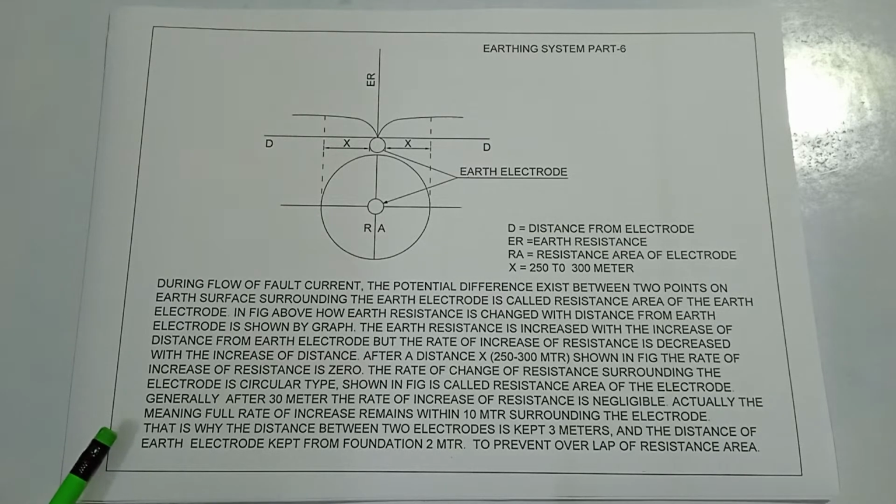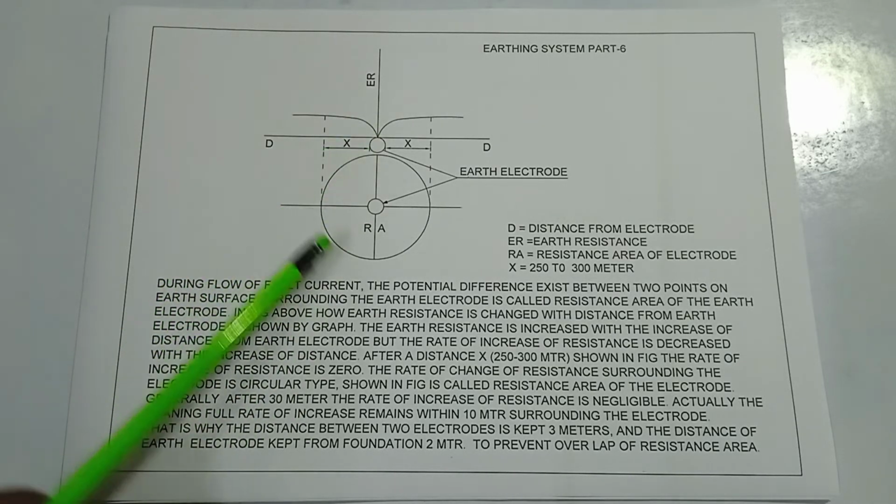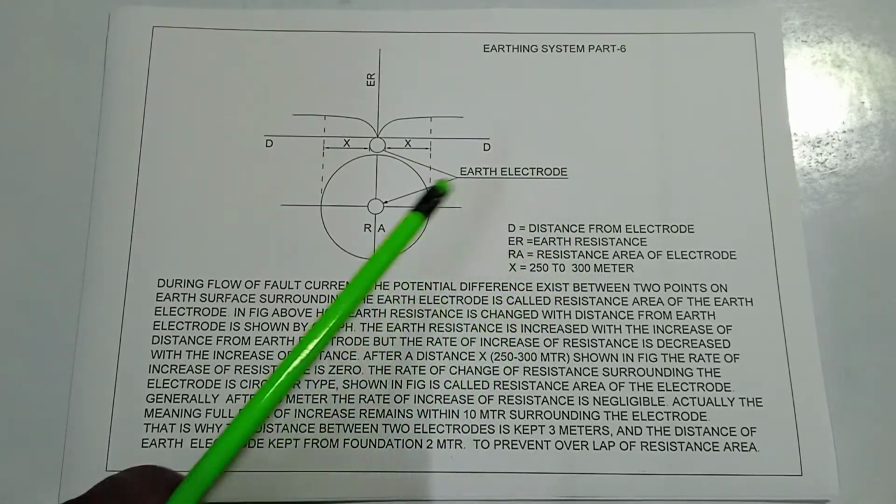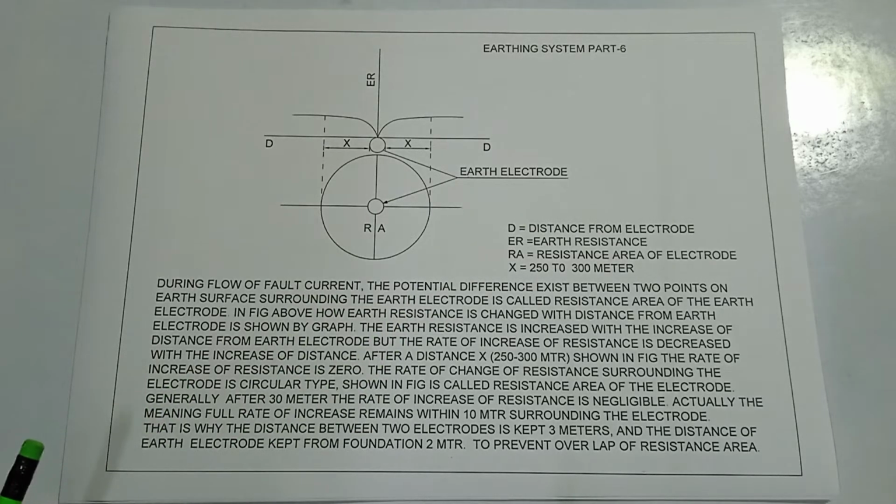That is why the distance between two electrodes is kept 3 meters and the distance of the earth electrode from the foundation is kept 2 meter. This is to prevent the overlap of resistance area. This is the resistance area. To prevent the overlapping of two electrodes' resistance areas, the two electrodes are kept 3 meters apart. Okay, next.